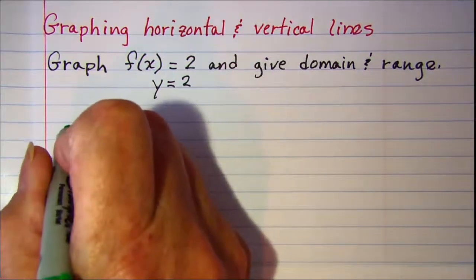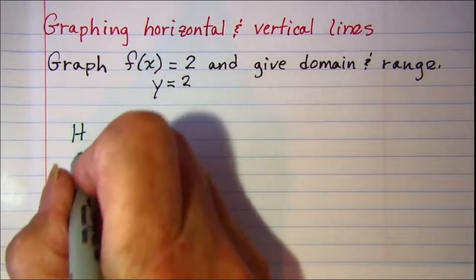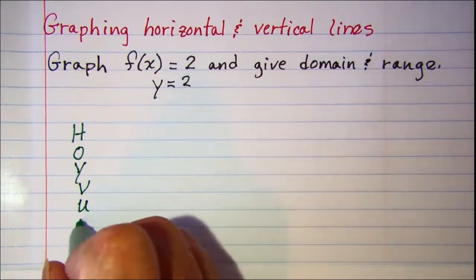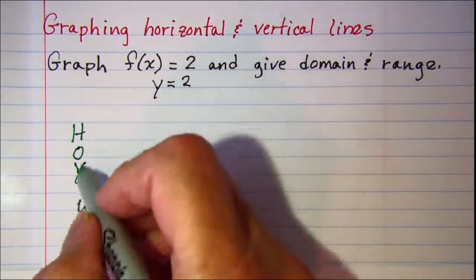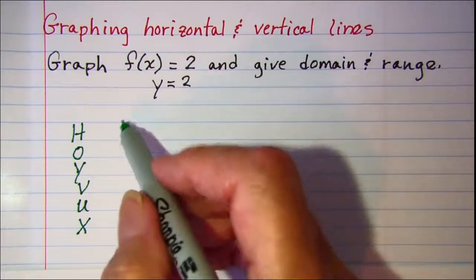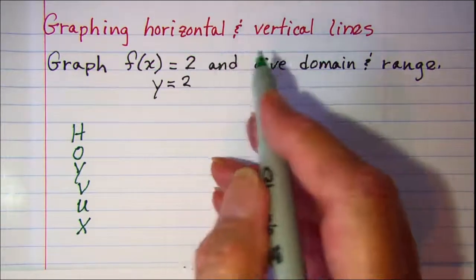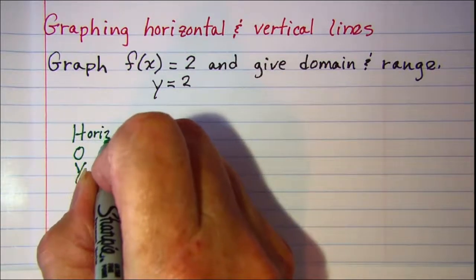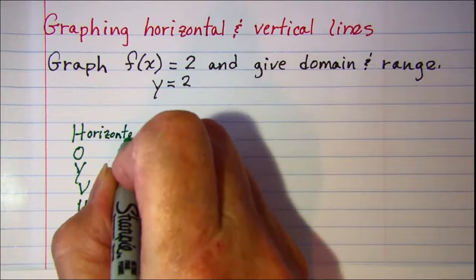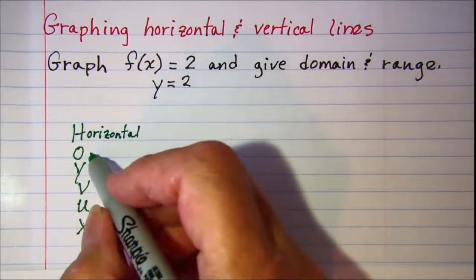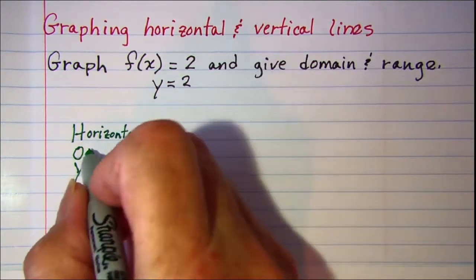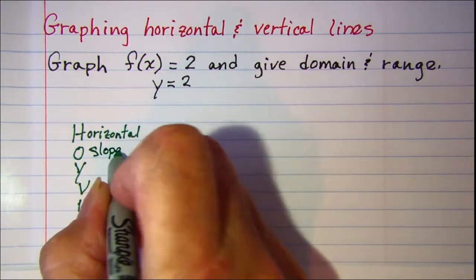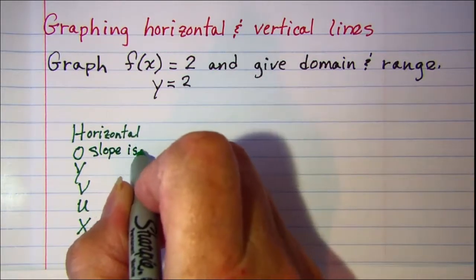It doesn't really make sense as it is by itself, but it's HOIVUX. And these letters all mean something to help you remember whether it's a horizontal or a vertical line. The H stands for horizontal. This is actually a 0 rather than an O, and it stands for a slope is equal to 0.